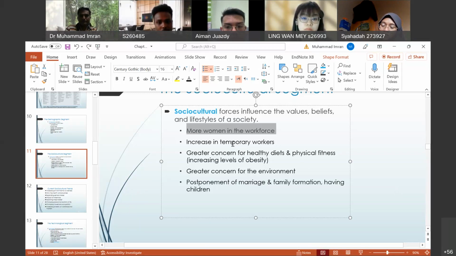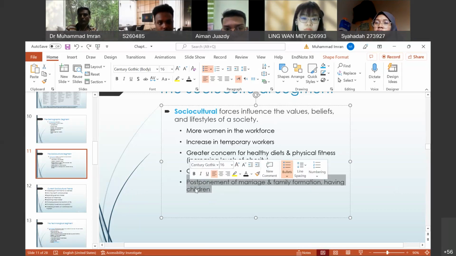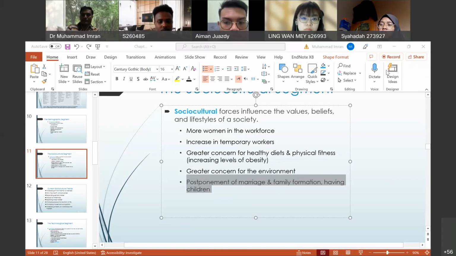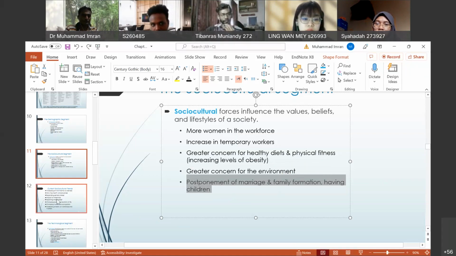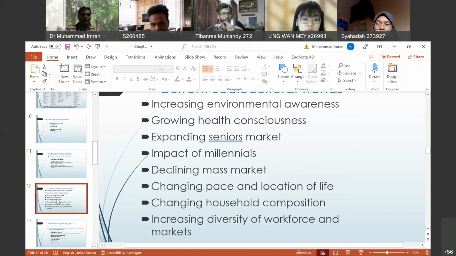Okay, temporary workers, greater concern for the environment. Yes, we already discussed. Postponed marriages, wow. How about, do you know about the dowry system? In India, in Hindu culture, maybe Tibor knows about it. Maybe they are not practicing it in Malaysia, but in India they are practicing. They must give the dowry to their daughter. Yes, right, sir. But we don't practice it in Malaysia, sir. They're still practicing in India.